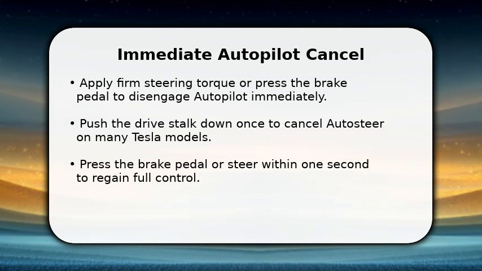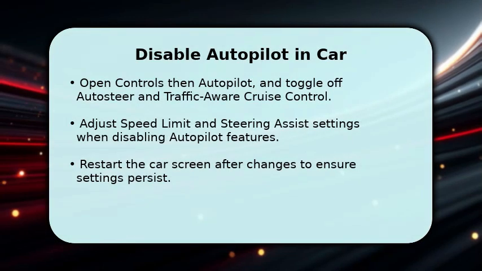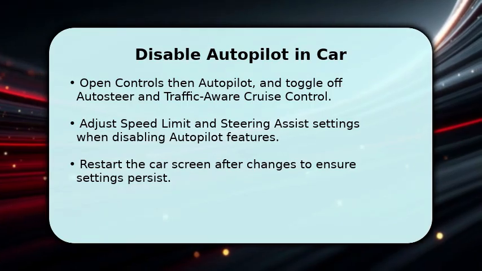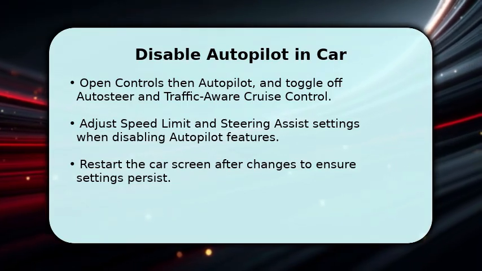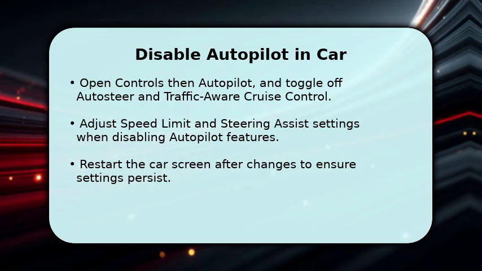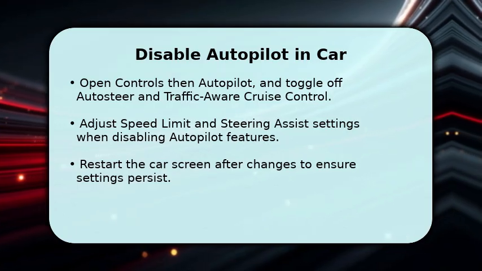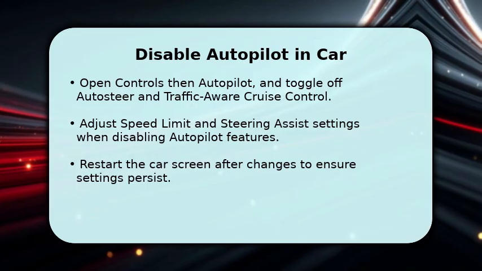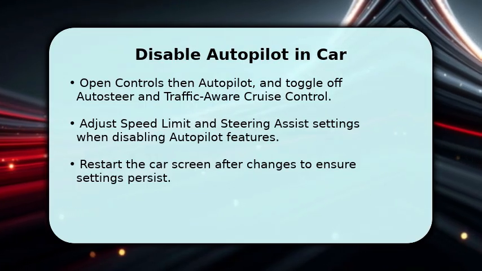To prevent Autopilot engaging again, disable its features in the vehicle settings. Open controls on the main screen, then select Autopilot. Toggle off auto steer and traffic-aware cruise control to stop automatic steering and speed control. Review speed limit and steering assist subsettings and set them to your preference.